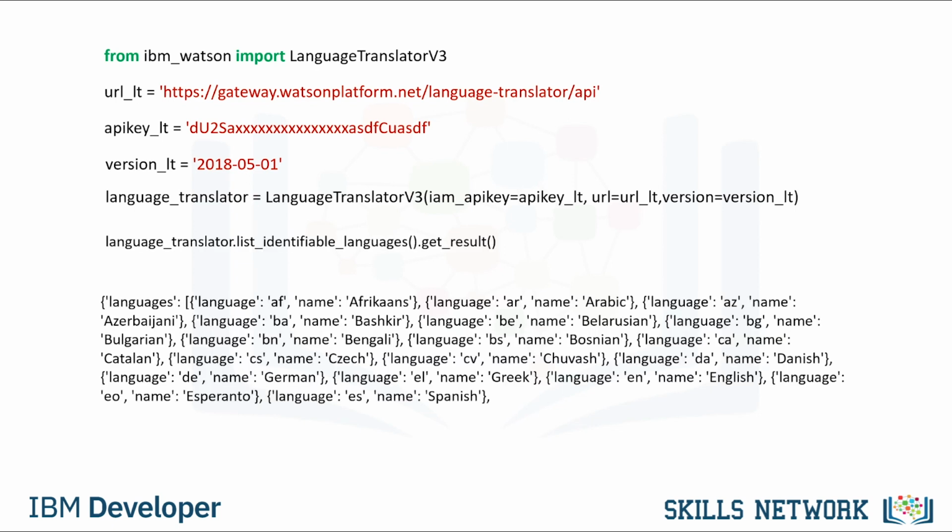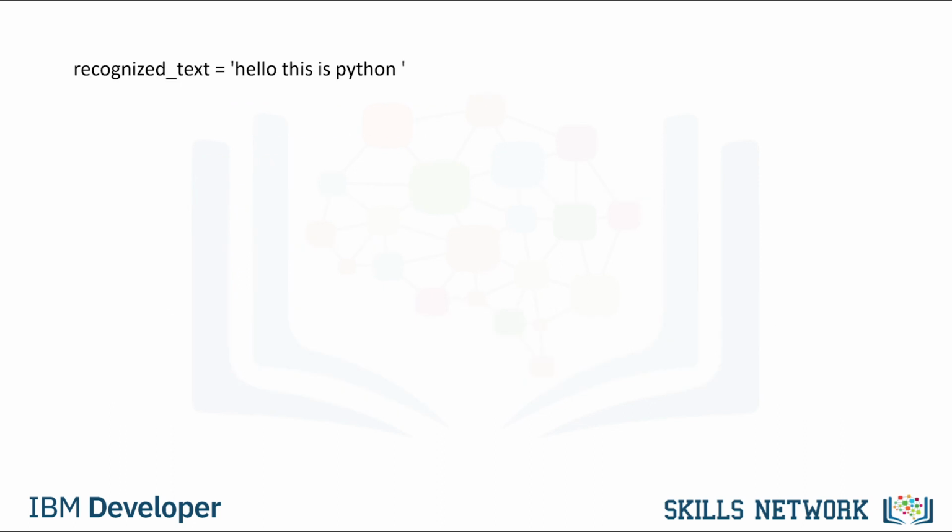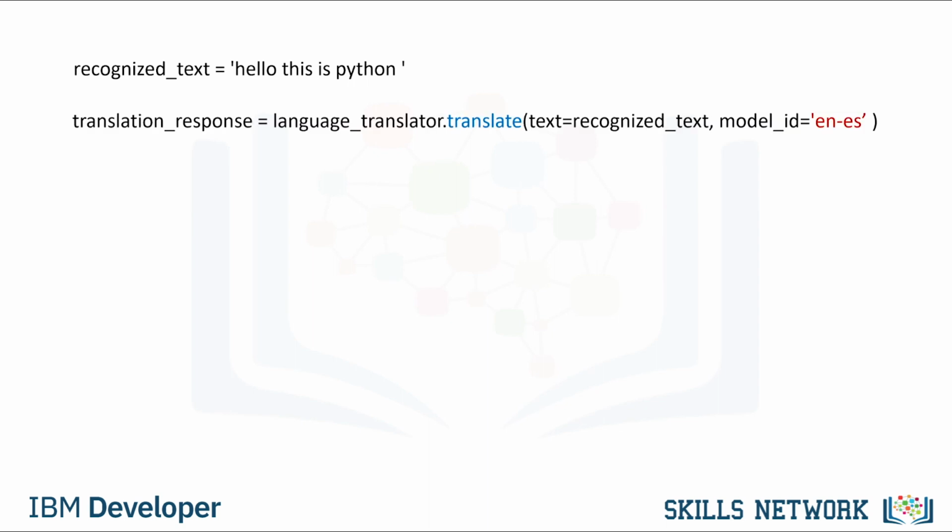We can get a list of the languages that the service can identify as follows. The method returns the language code. For example, English has the symbol EN, and Spanish has the symbol ES. In the last section, we assigned the transcribed text to the variable recognized_text. We can use the method translate. This will translate the text. The result is a detailed response object. The parameter text is the text. model_id is the type of model we would like to use. In this case, we set it to en-es for English to Spanish.